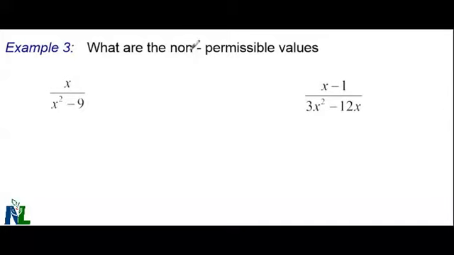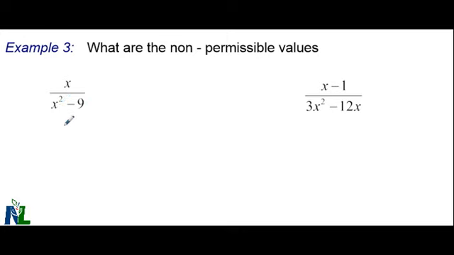We'll be reviewing the concept of non-permissible values. Recall that non-permissible values are values of x or another variable that when placed in the denominator cause the denominator to evaluate to be 0. So if we look at my first rational expression, I see x over x squared minus 9.